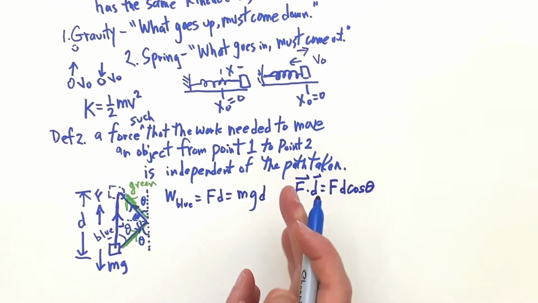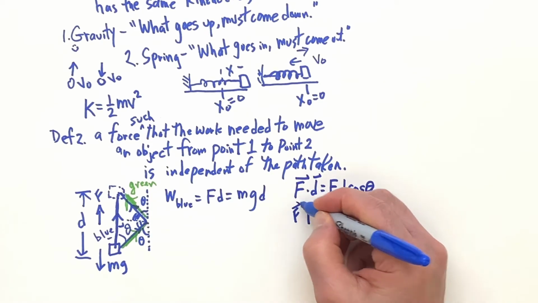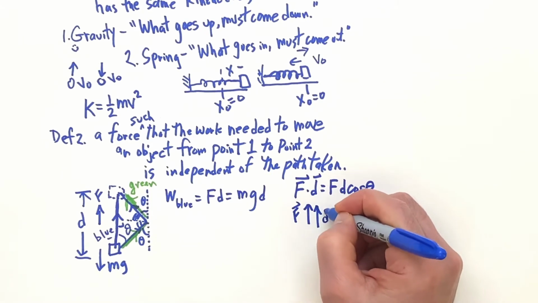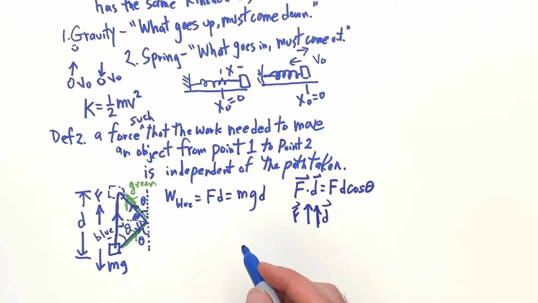But if you're going in the same direction, then your force is pointing up like this, and your d is pointing up. So they're in the same direction, that means the angle is 0.